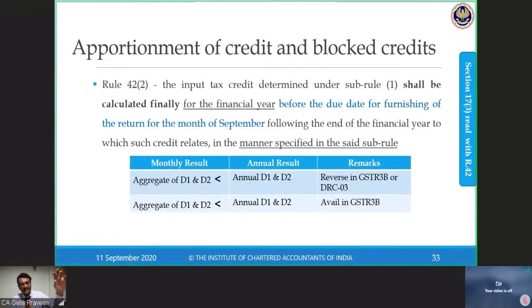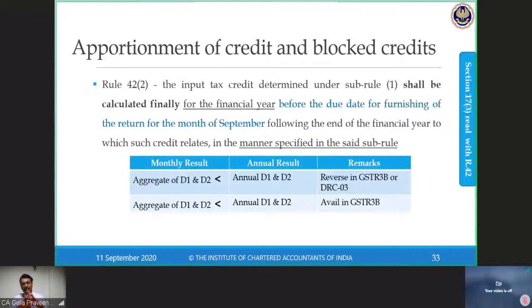Now already I have reversed 80 rupees. Now this annual equation says 100 rupees I have to reverse. I have reversed short. So what it says, reverse in GSTR 3B or using DRC3. So what is GSTR 3B? My monthly return. So what is DRC3? This is one challan used for payment of taxes, Demand Recovery Challan. When we deal with assessment provisions, we will discuss in detail what is your DRC3.